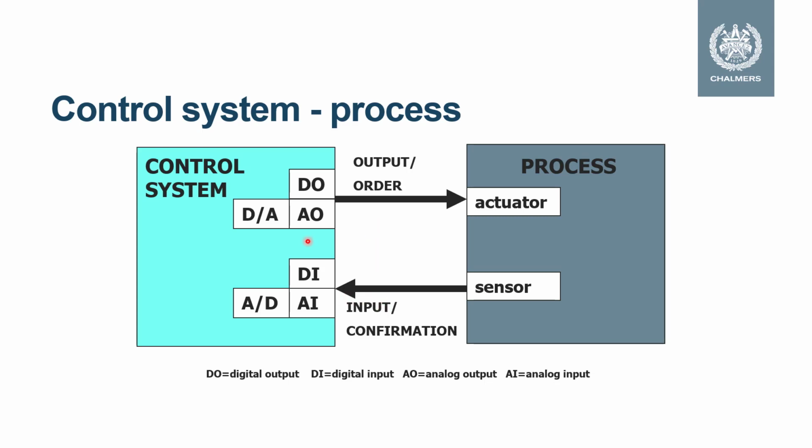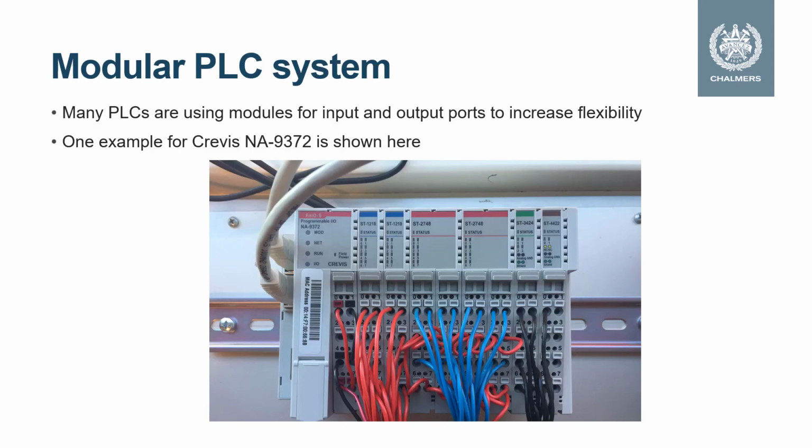The reason for that is that we have input and output modules in the control system. We can have digital outputs, analog outputs, digital inputs, and analog inputs. The control system in itself cannot use analog signals, which means that we need to have some kind of digital to analog conversion or analog to digital conversion here.